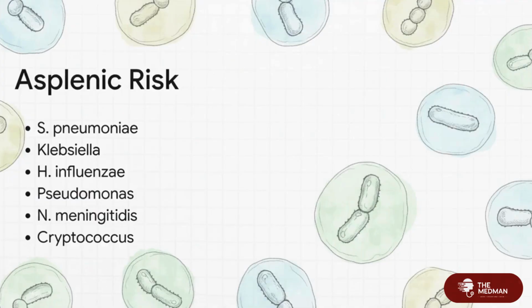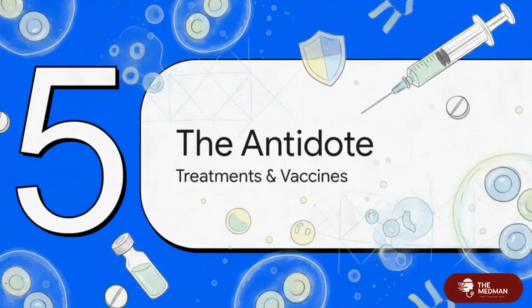Because the spleen is so vital, I want to share a really helpful memory aid for all the major encapsulated organisms you have to watch out for in asplenic patients. It goes, some killers have pretty nice capsules. The S stands for Streptococcus pneumoniae, which, by the way, is still the single most important threat on this list. The rest are Klebsiella, Haemophilus influenzae type B, Pseudomonas, Neisseria meningitidis, and the fungus Cryptococcus. If your patient doesn't have a spleen, this exact list of pathogens should immediately flash in your mind the second they develop a fever.